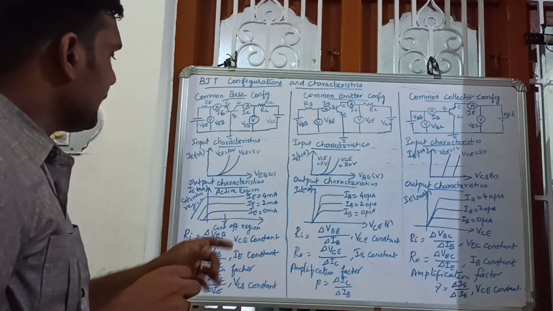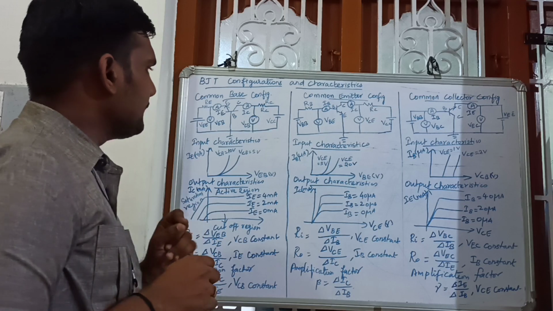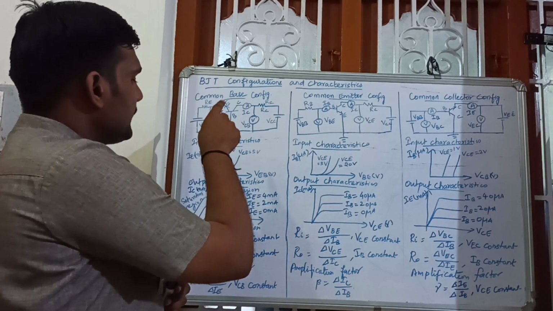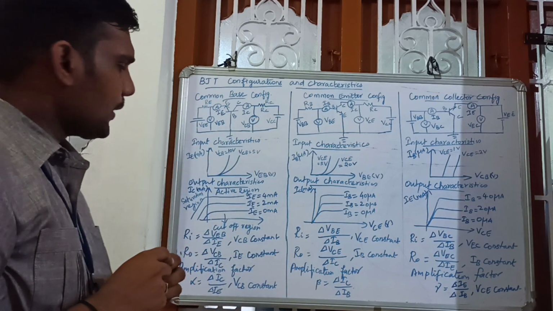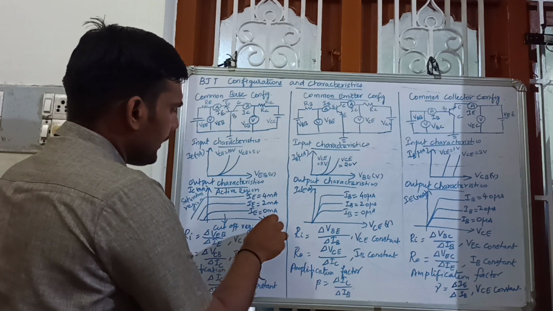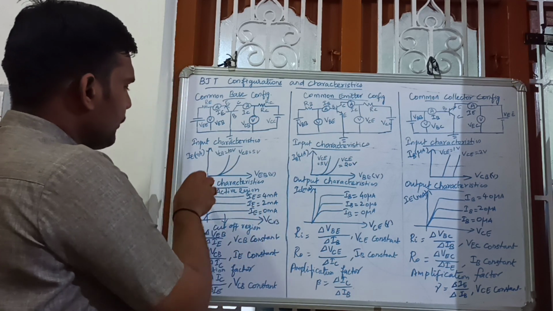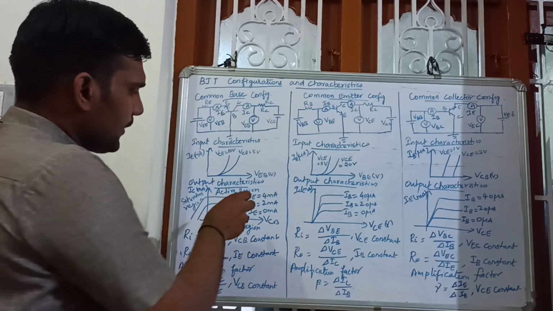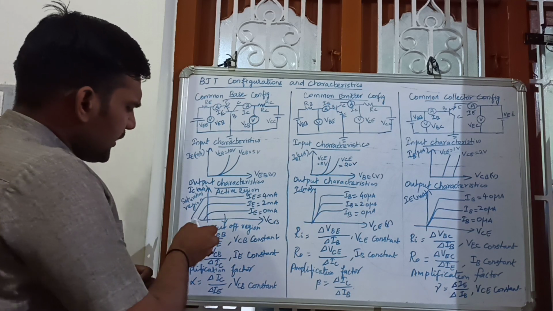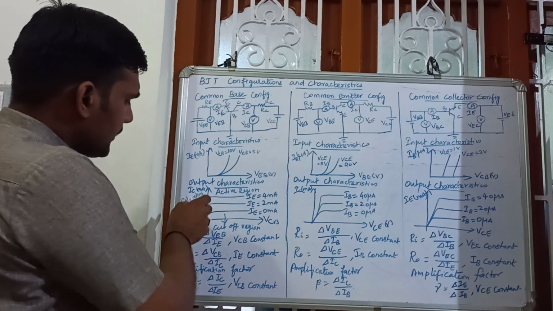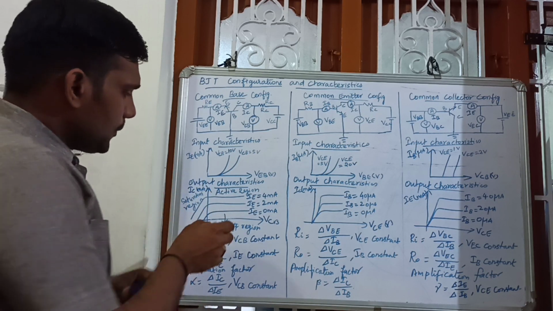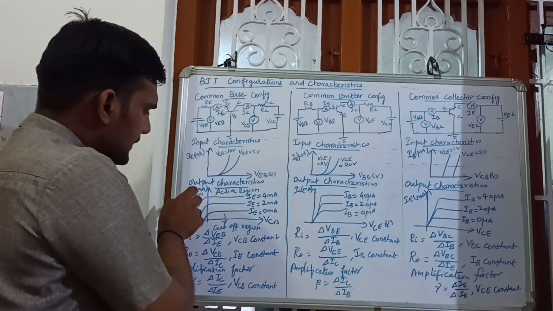And the output characteristics are plotted between the output parameters VCB and IC. Here the input current IE will be constant. In x-axis VCB is taken, in y-axis IC is taken. So IE is constant. And here there are three regions: saturation region, active region and cutoff region. So this is the cutoff region. So this is the saturation region.